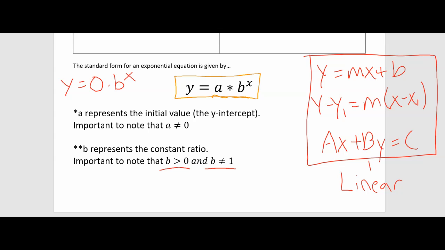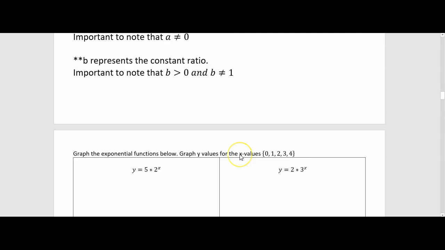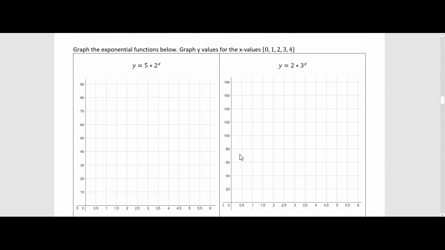You may want to think through why b has to be greater than 0, and why b cannot be 1. But I encourage you to think through those on your own. For now, we're just going to keep going and move forward with these rules: b has to be a positive number that is not equal to 1. So let's go through and look at how these equations affect graphs.